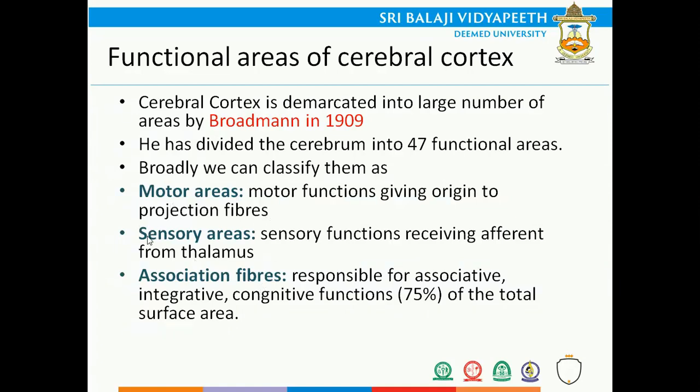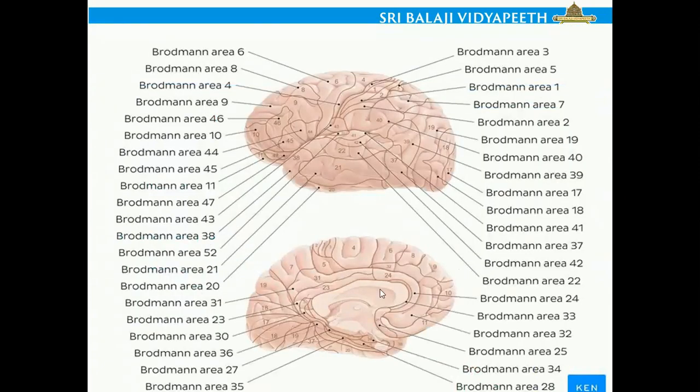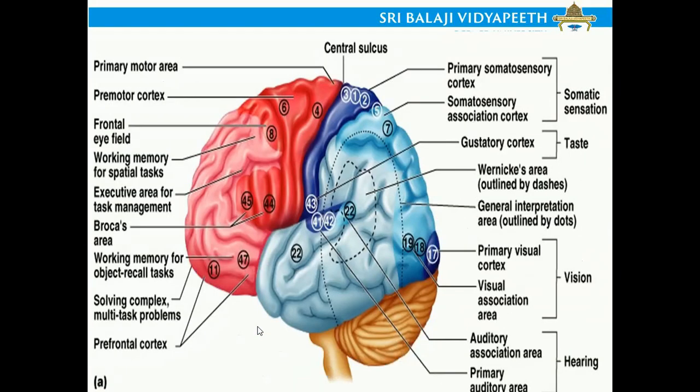The association fibers are responsible for association, integration, and cognitive function, and they contribute to 75% of the total surface area of the brain. So these are the 47 functional areas of the brain that have been listed as per Brodmann's classification. They are not in order, but they are numbered based upon their function and location. The purpose of naming them is easy identification, and second, every area can be studied in detail.